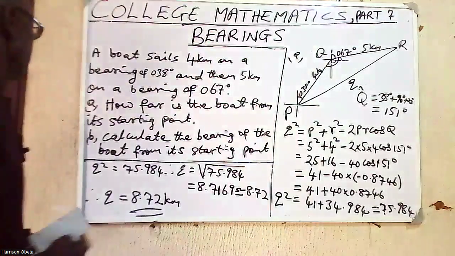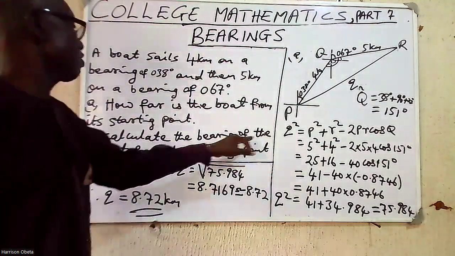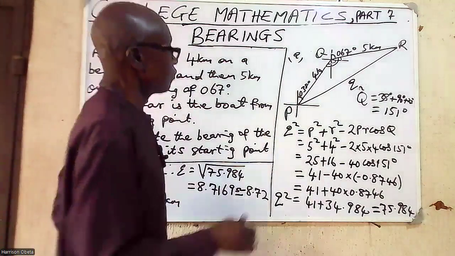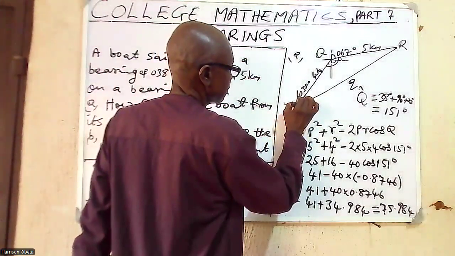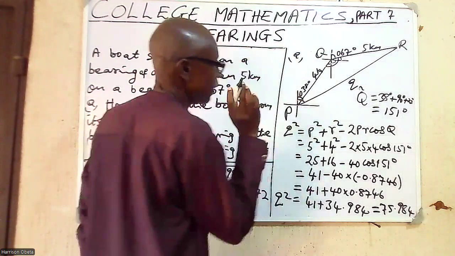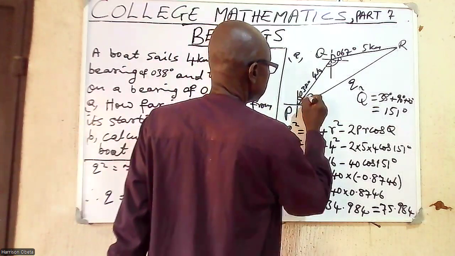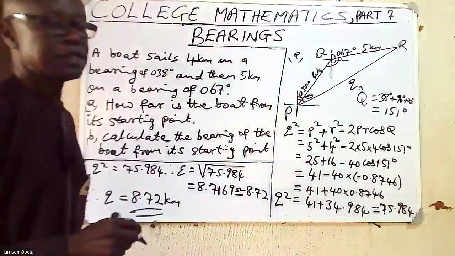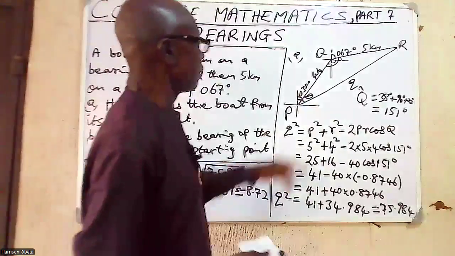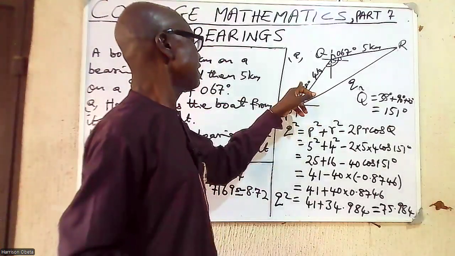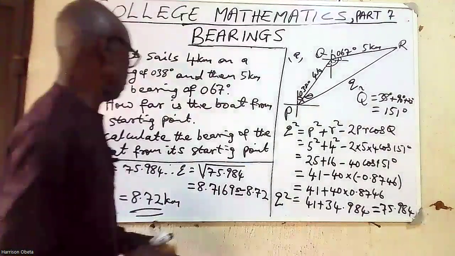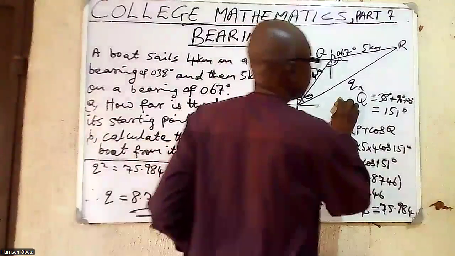That's question A. But question B says, calculate the bearing of the boat from its starting point. The bearing is measured from the north to this line, going clockwise. But remember, we don't know this angle, so let us call it theta. We have to calculate this, and at the end we add it to 38. So let's move on.